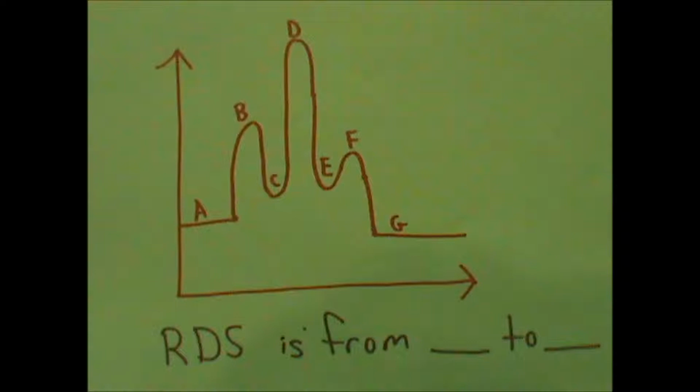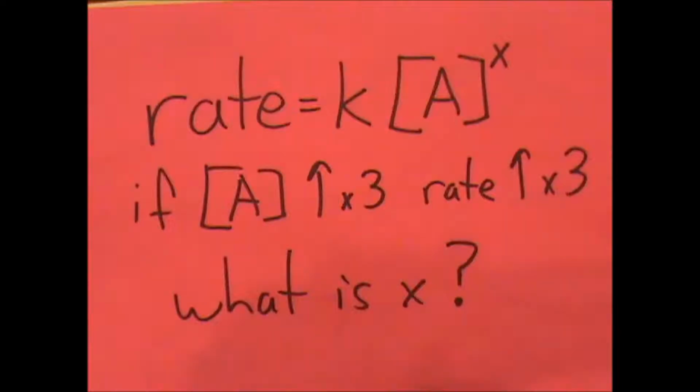Rate determining step is your slowest step, and that's going to be the one with the highest activation energy. So the step from C to E is the one with the largest increase in activation energy, actually in both directions. That'll be the rate determining step.